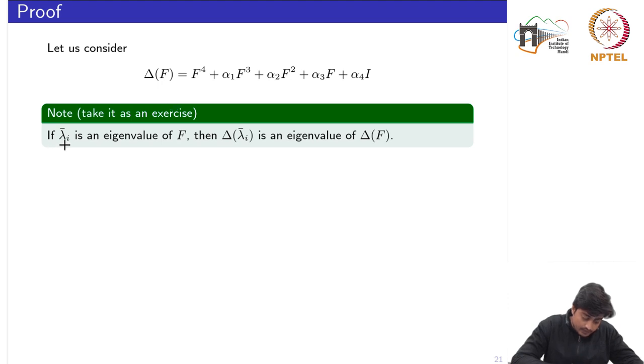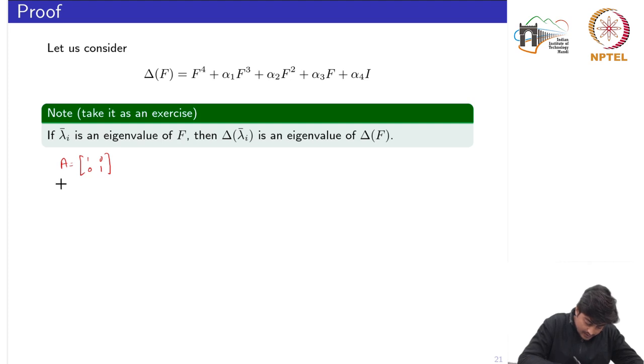So if lambda I bar is an eigenvalue of this matrix F, then delta of lambda I bar is an eigenvalue of this matrix. So this you can take it as an exercise for a generic n-dimensional system, but we can see through one example how this statement is true. Say for example, we take A as an identity matrix. If A is an identity matrix, then we know that the system is an unstable system.